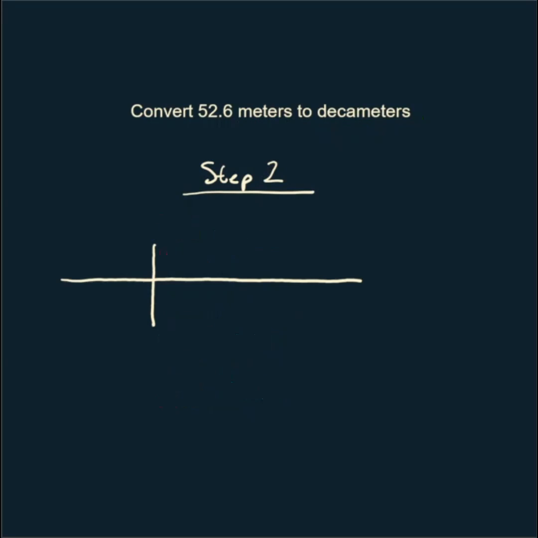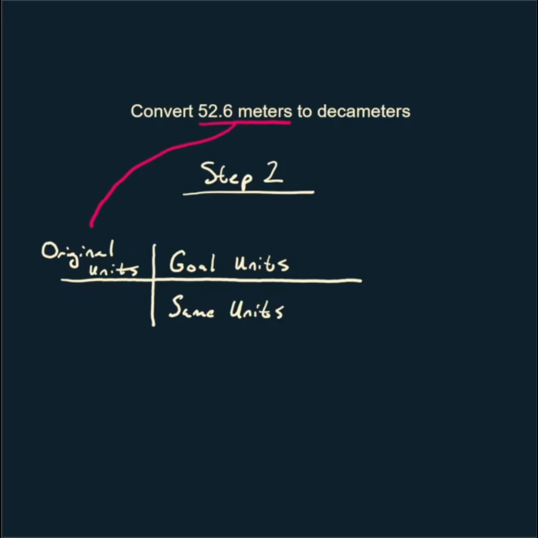Step 2 is setting up your conversion table. The top left corner always receives what you're starting out with, your original units. The bottom right corner will be the same units as your original, and the top right will be the goal units. In our scenario, the 52.6 meters is our original. The bottom right corner receives the same units as the top left, so meters, and the top right corner is our goal units of decameters.